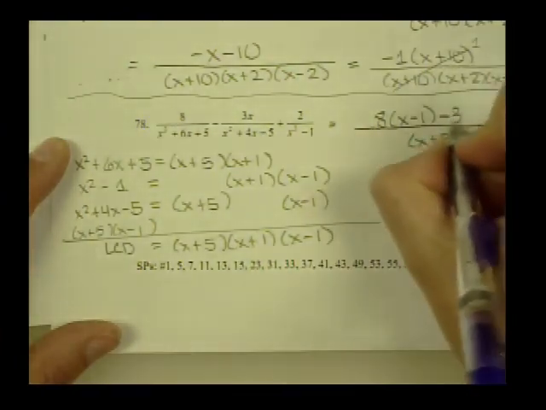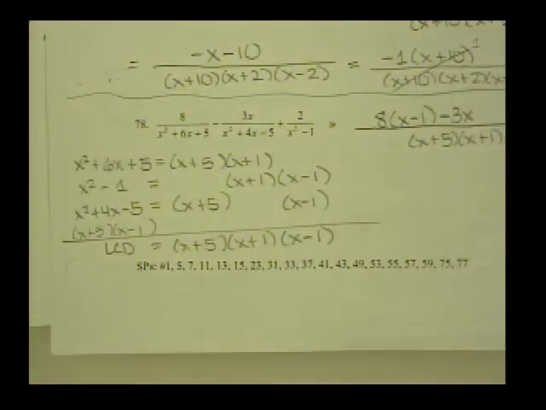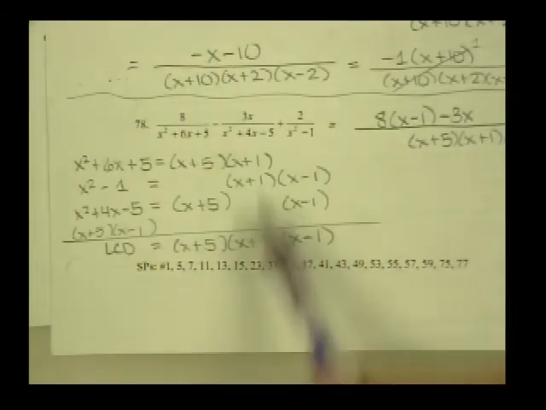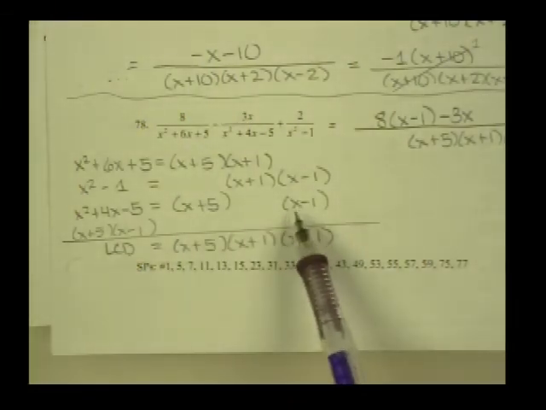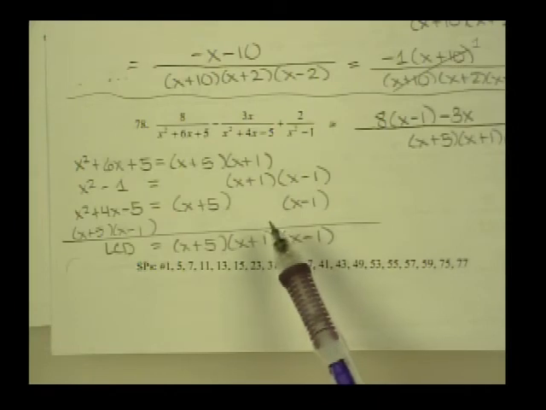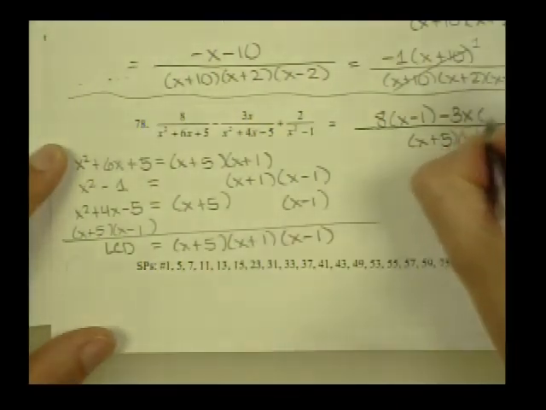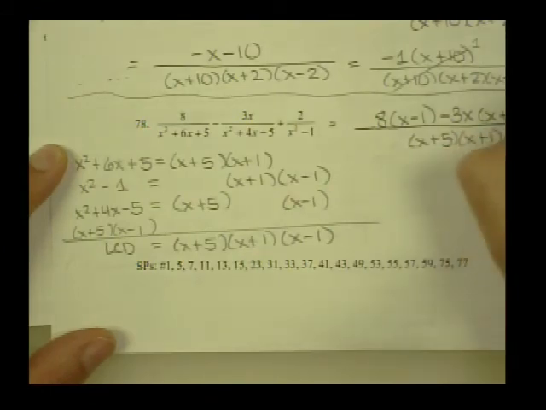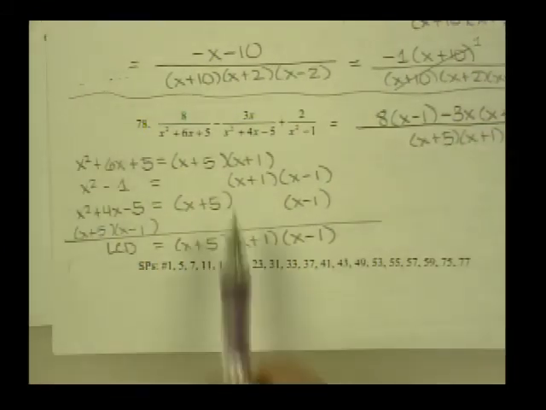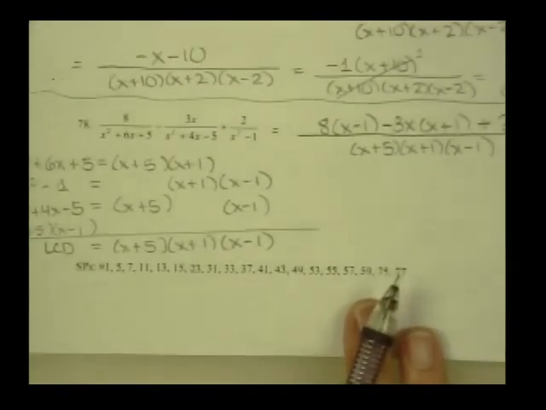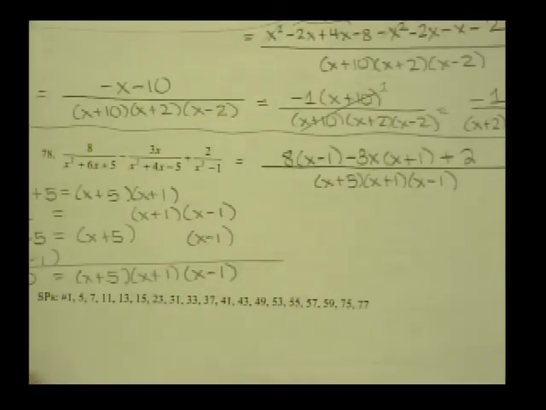Minus 3x. Now remember, I did the denominators out of order. So this denominator was the last one. X plus 5, x minus 1. So do we need to multiply by anything? X plus 1. Plus 2, and that was the x plus 1, x minus 1. So do we need to multiply that by anything? X plus 5.